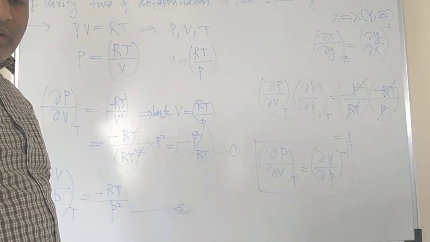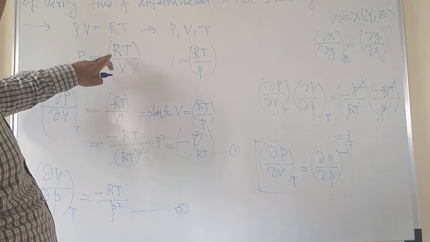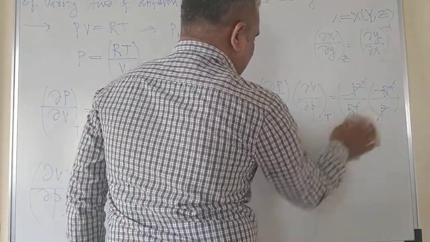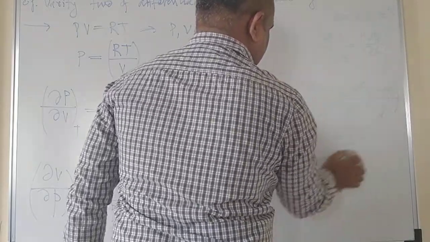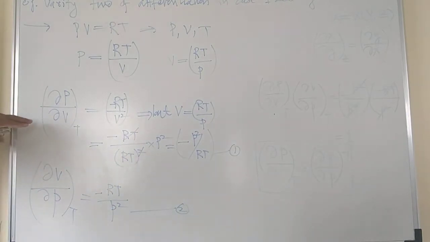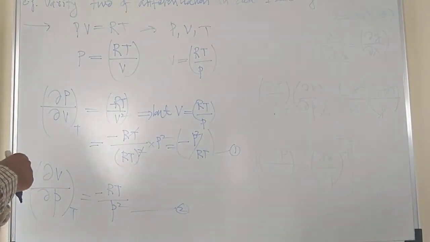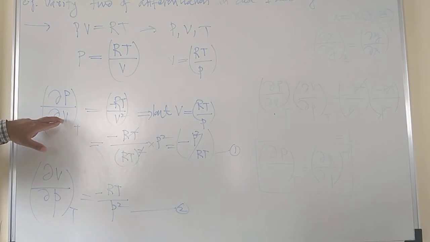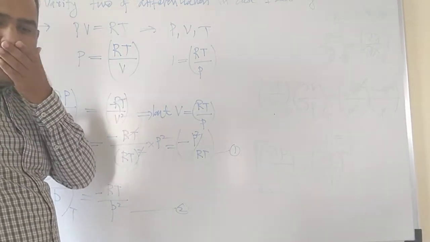Now in order to prove the second theorem, write this for P. So for P, we have already written this relation as RT by V. So the first one is calculated. There are three variables P, V and T, and you have taken a differentiation of P with respect to V and V with respect to P. What is left? V with respect to T. Got it? So write the relation.